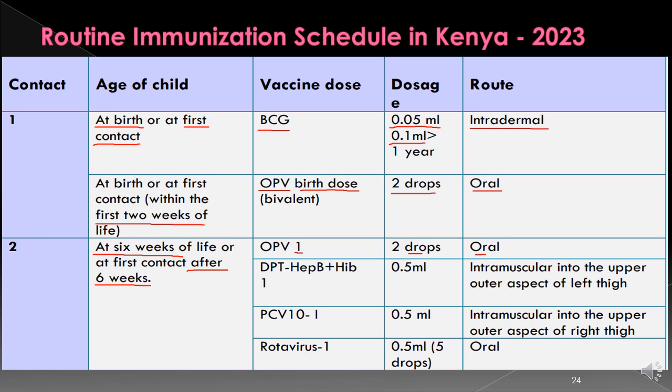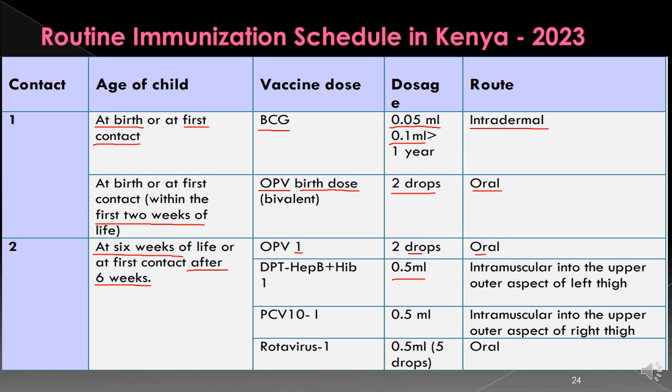The other vaccine that is given at 6 weeks or first contact after 6 weeks of age is the pentavalent. The pentavalent, like the name suggests, is 5 in 1. We have the diphtheria, pertussis, tetanus, hepatitis B, and Haemophilus influenza type B. It is called pentavalent 1. The dosing is 0.5 ml and the route is intramuscular, given on the outer aspect of the left thigh.